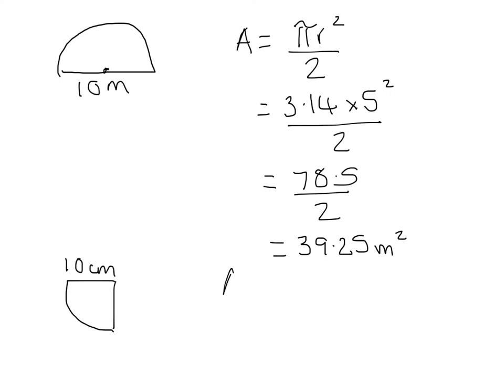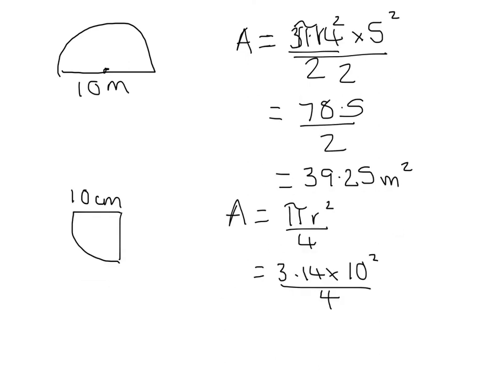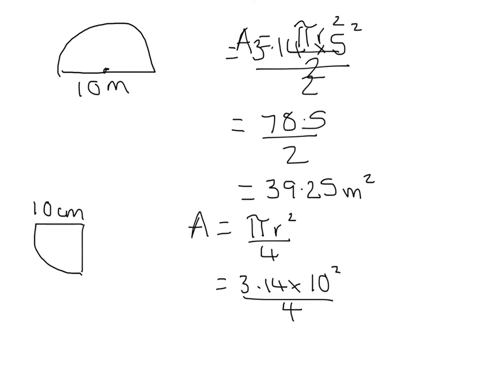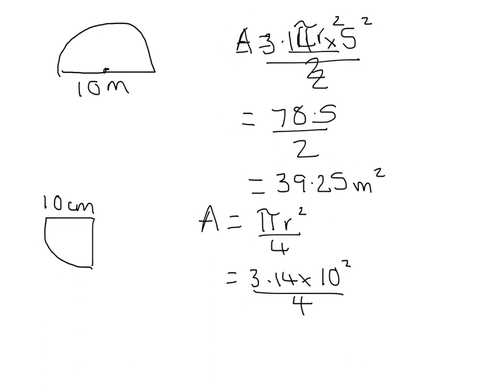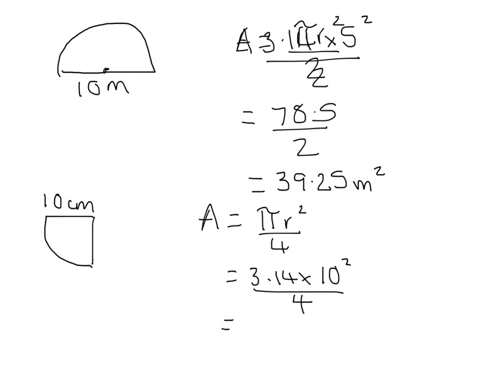And our final example, we'll look at a quarter circle with radius of 10 centimetres. Well, for a quarter circle, it's going to be pi r squared over 4, which is 3.14 times 10 squared over 4. And that will, when I calculate it, give me 3.14 times 100 over 4, which will give me 78.5 centimetres squared.